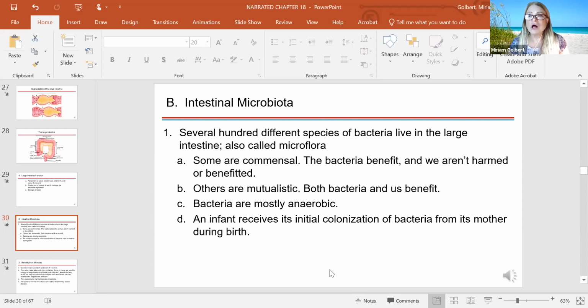The relationship between us and the bacteria is what is called mutualistic, meaning that it's beneficial for both. For us, they help us to create vitamins, and for them, obviously, to continue living because they're using our colon. And because it's in this enclosed environment, most of the bacteria is anaerobic, so they don't need oxygen for their metabolism. The infant receives the initial bacteria colonization from the mother during birth.